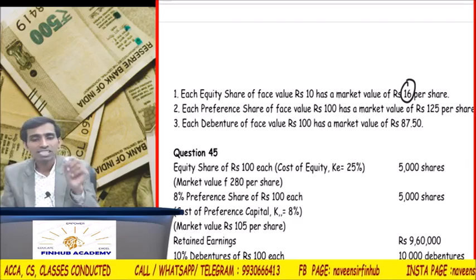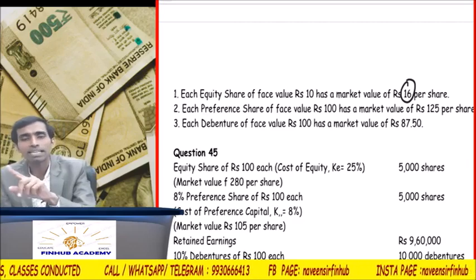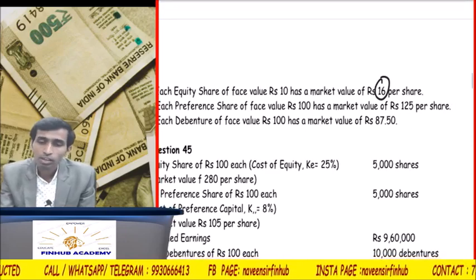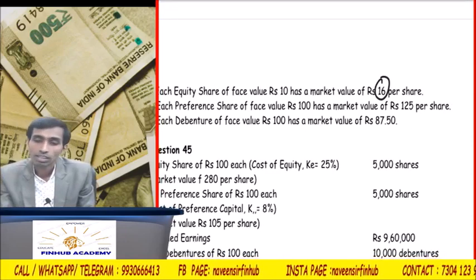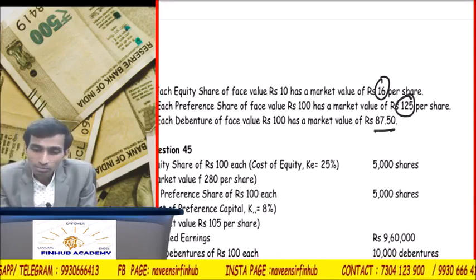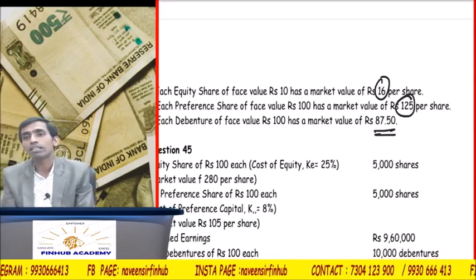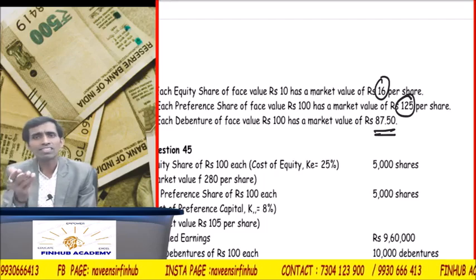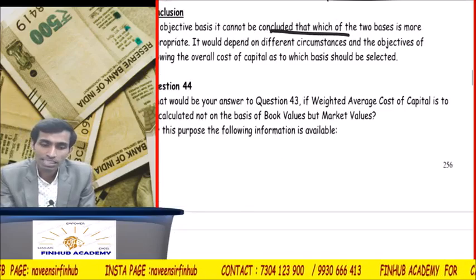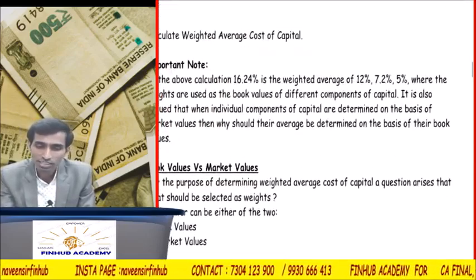What we call market cap, market capitalization. Okay. So 16, that is the price, multiplied by number of equity shares, will give you market cap or market value also. 125 is the market value of what? Preference. 87.5 is the market value of debenture. Okay. So these are given numbers we can get from the previous question. Correct? Tell me the numbers from the previous question.